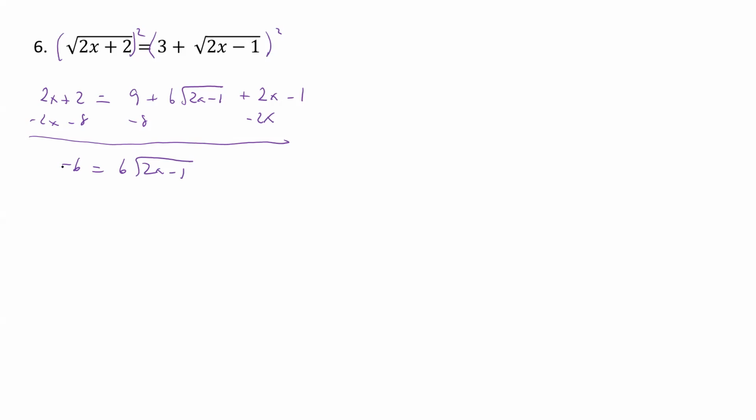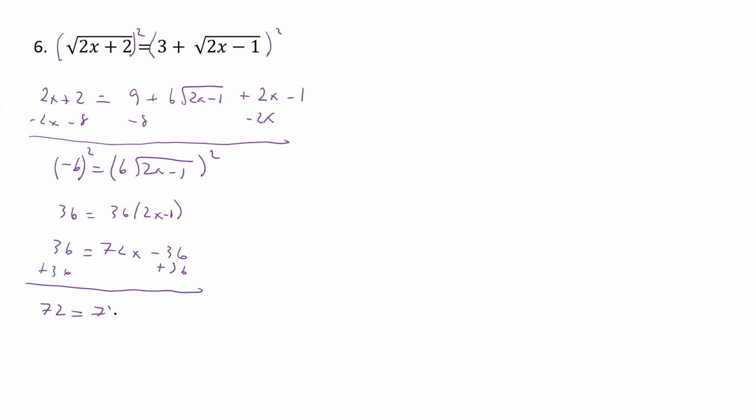And this is looking like the last problem in the first lecture. When we square both sides here, we get 36. And that equals 36 times 2x minus 1. So 36 equals 72x minus 36. So we're going to add 36 to both sides. And so 72 equals 72x. All we have to do, like last time, is just divide, and we get x equals 1.